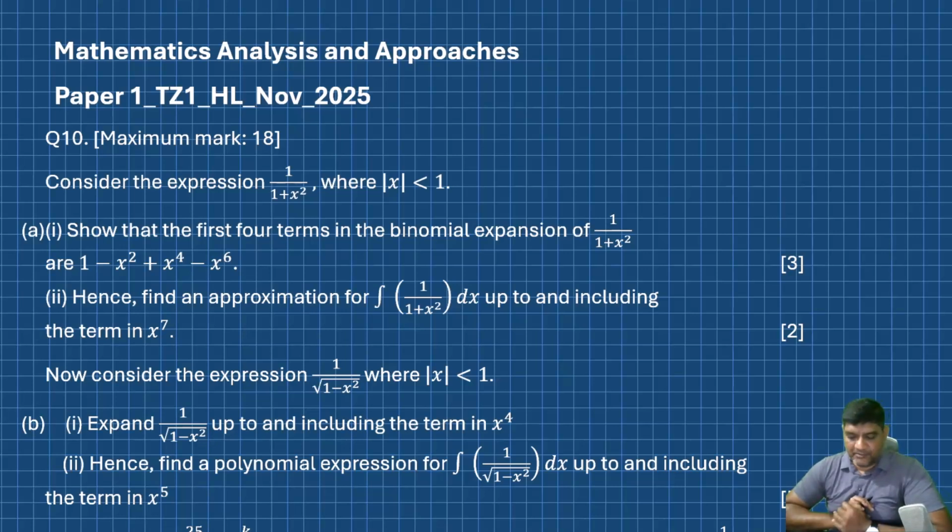Mathematics, Analysis and Approaches, Paper 1, Timezone 1, HL, November 2025. Question number 10, this is of 18 marks. It's a question from section B and hence a bit extensive in nature.